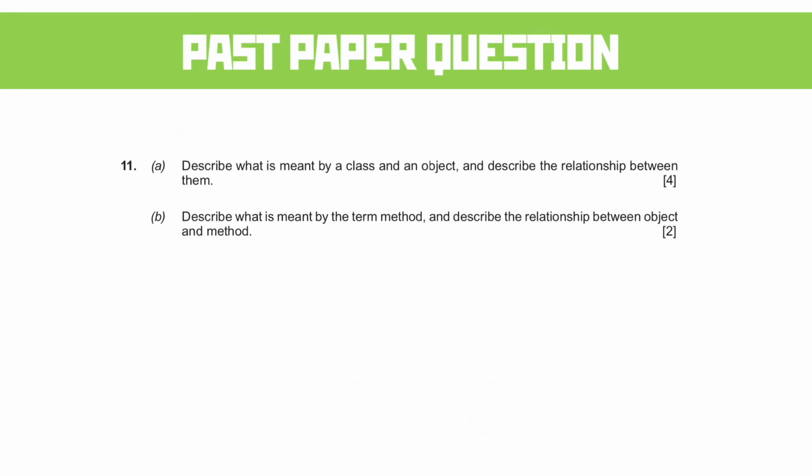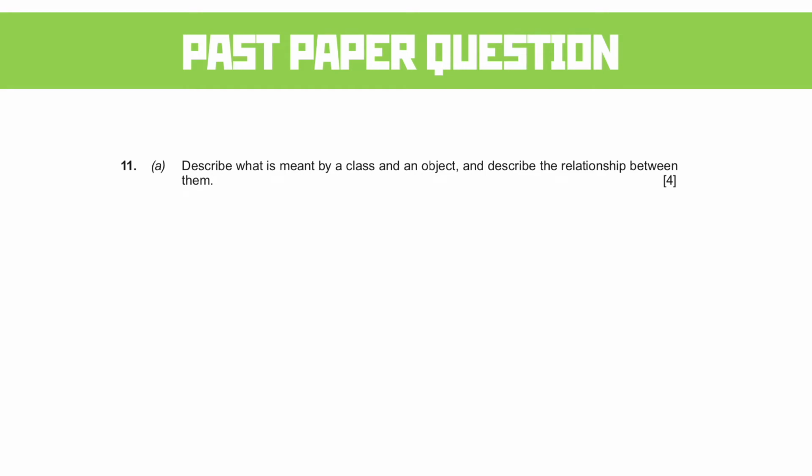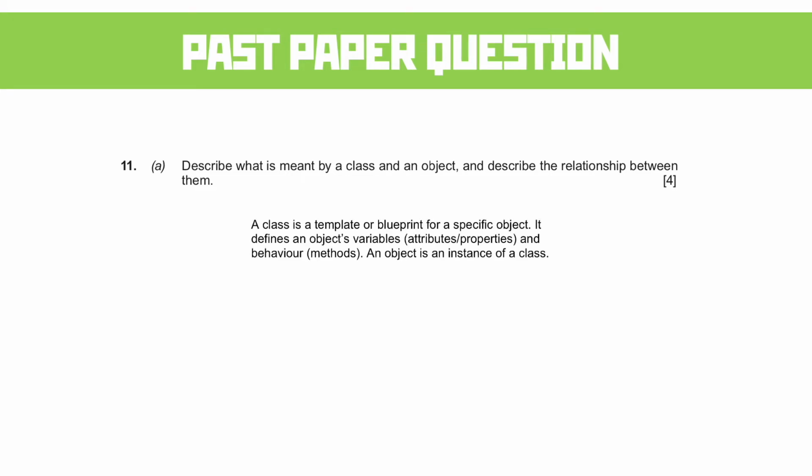On to question 11 then. Question 11a, describe what's meant by a class and an object and describe the relationship between them. So clearly there are 3 things to talk about here, but 4 marks. Let's see where those 4 marks come from. First of all, we're saying a class is a template or blueprint for a specific object. It defines an object's variables, their attributes or their properties, and their behaviors, their methods. An object is an instance of a class.